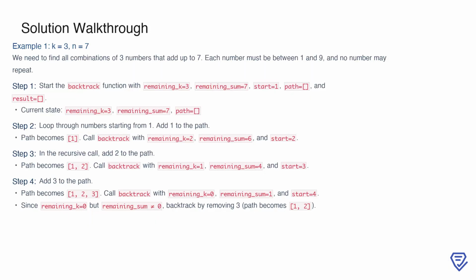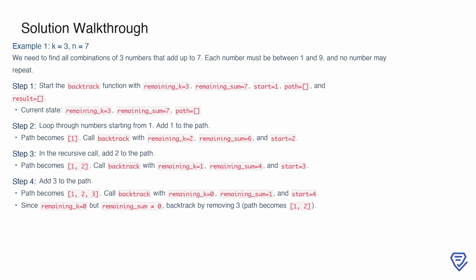To solve this problem, we need to find all combinations of three numbers that sum up to 7, where each number is between 1 and 9, and no number repeats. We begin by calling the backtrack function with the initial parameters: remaining_k set to 3 because we need three numbers, remaining_sum set to 7 as the target sum, start set to 1 to ensure we only consider numbers from 1 onwards, and an empty path and result.